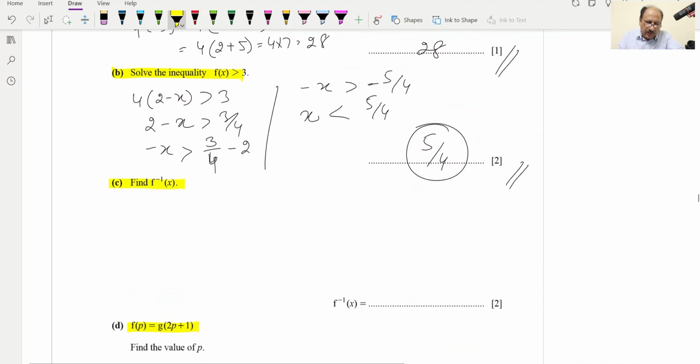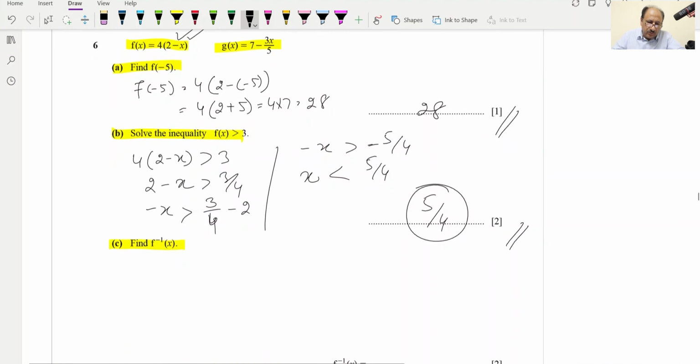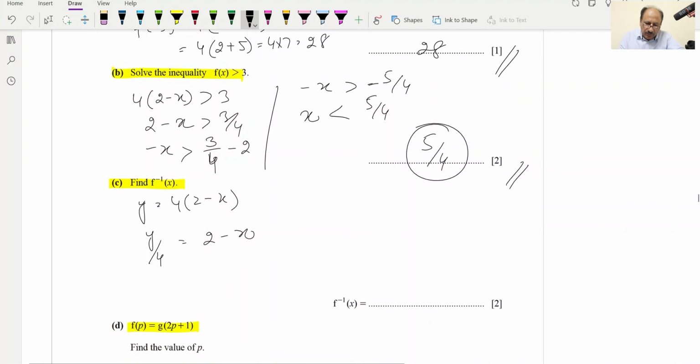C part is f inverse of x. F inverse of x we need to find. So f of x we have, so y is equal to 4 into 2 minus x. This is our f of x. Now we'll have to make x the subject. So 4 we can shift to the other side. So y by 4 is equal to 2 minus x, and this will be minus x. We can shift to this side, and y by 4 to the other side, so this will be x is equal to 2 minus y by 4.